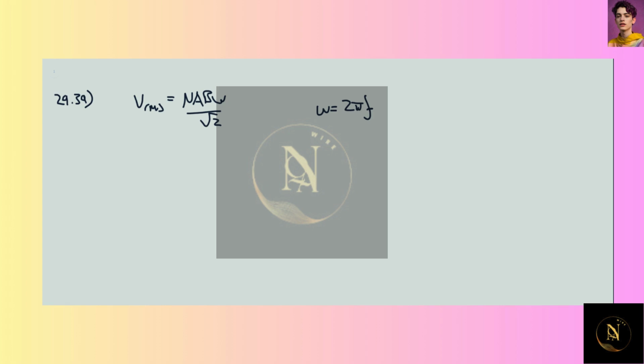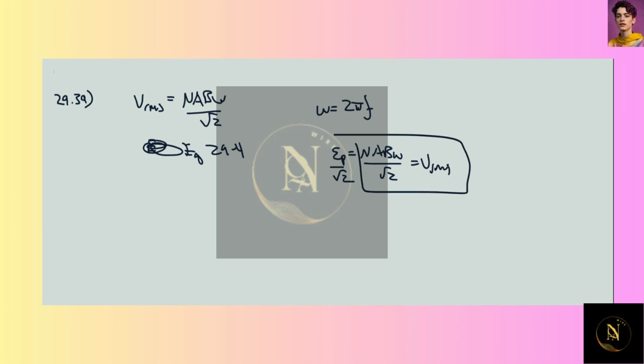If we look back at equation 29.4, that tells us what the peak voltage is, which is NAB omega. We should know there's a key here: the RMS is always the peak over root 2. So if we just divide this by root 2, this is the RMS. That's a quick trick to do this problem.